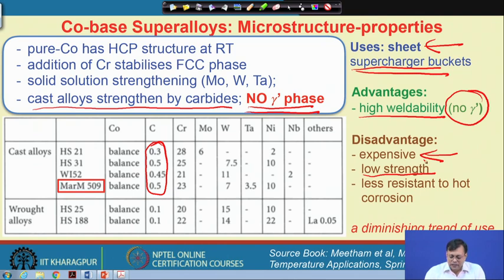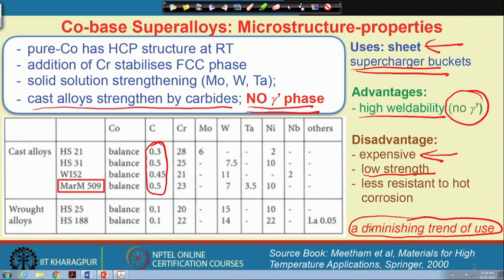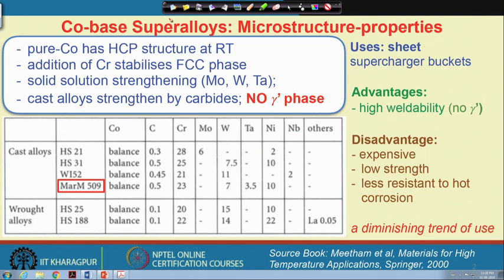And therefore, a common tendency has been observed that there is some diminishing trend of this use. However, there are some specific areas where we definitely need these cobalt based superalloys. One of the very common cobalt based superalloys is MAR M509.